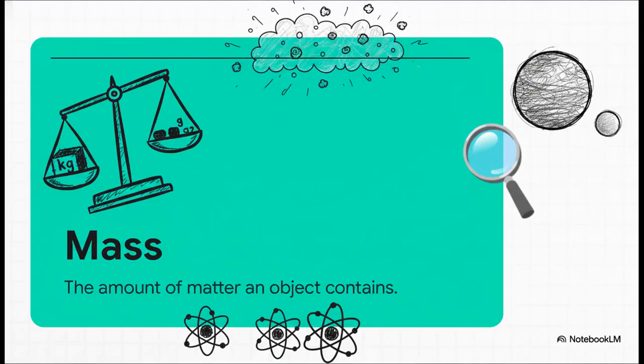First up, mass. And right away, let's be clear. This is not the same as weight. Mass is just a measure of how much stuff an object is made of. Your weight changes if you go to the moon, but your mass, the amount of stuff you're made of, stays exactly the same. We usually measure it in kilograms or grams.